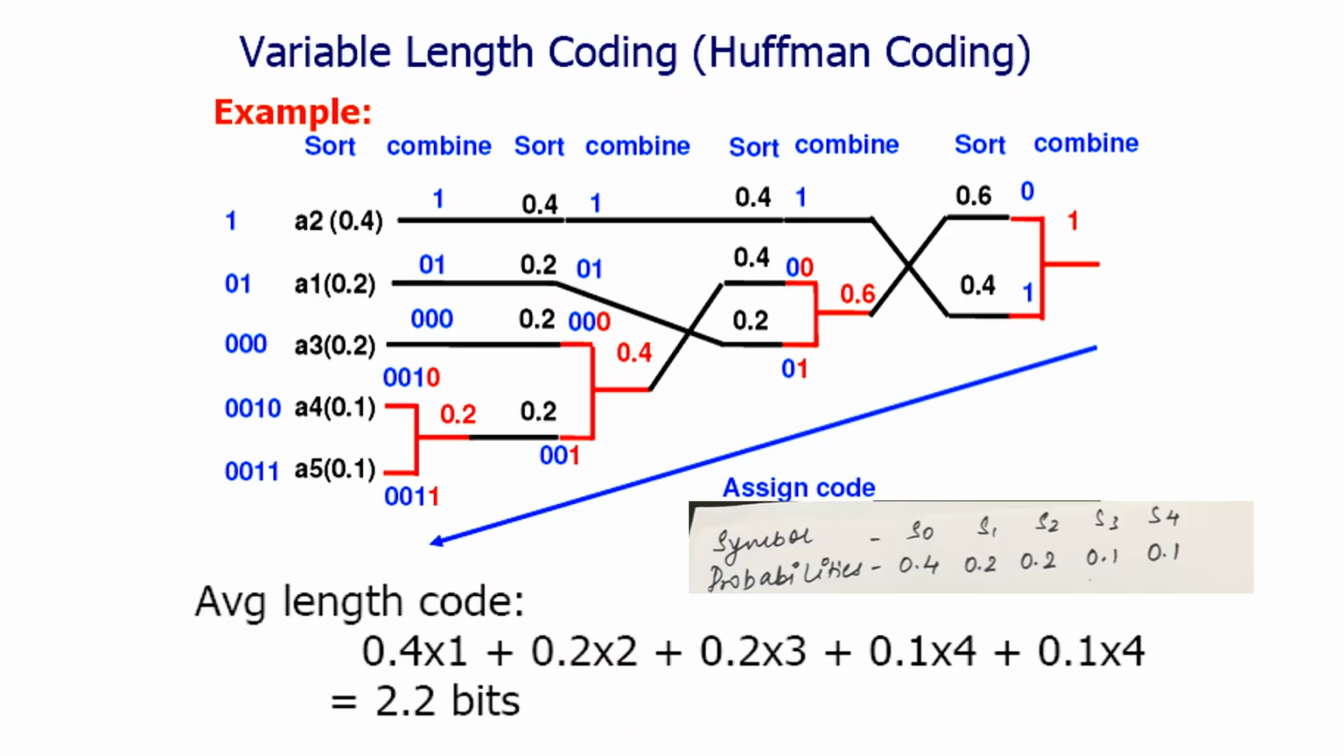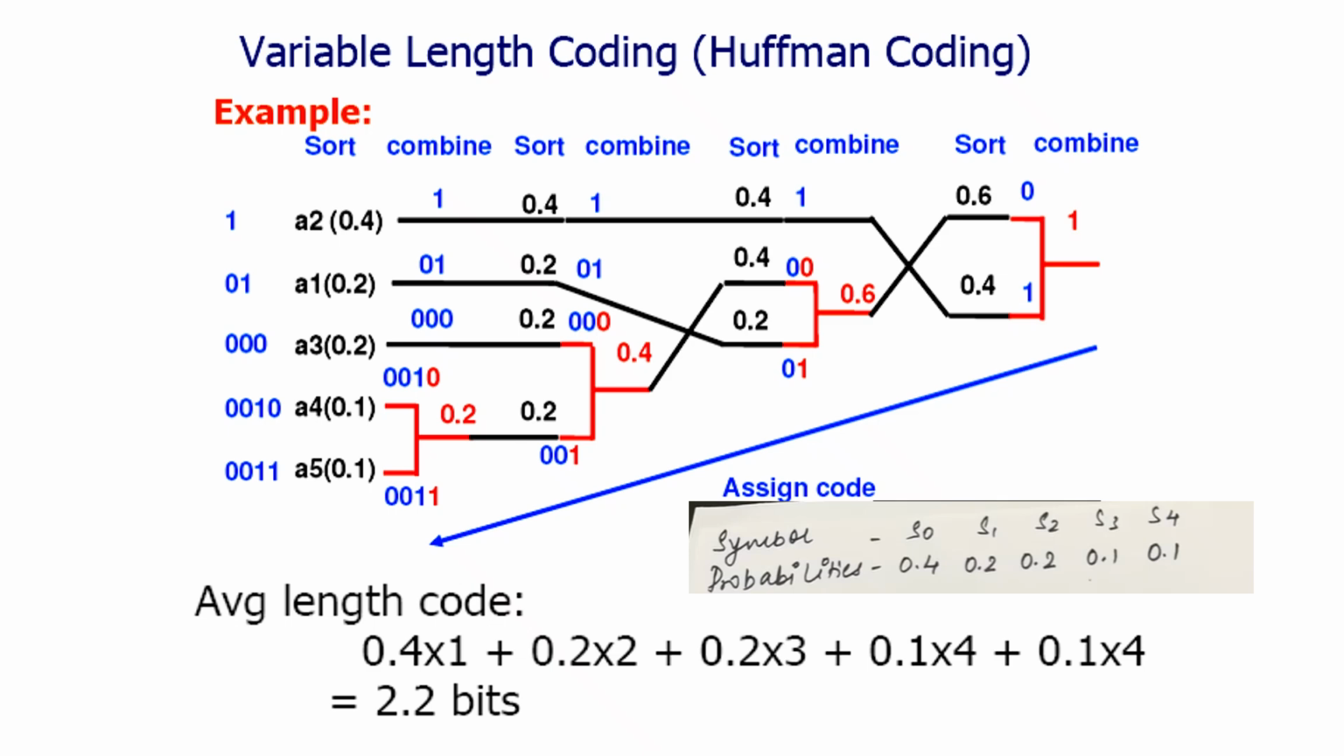So the 0.2 is shifted and rearranged. Again 0.2 plus 0.2 is added in the second stage, rearranged and shifted to the second value, and then 0.2 is brought down. In the same way, 0.4 plus 0.2 is added and again brought up, so sort and combine has to be performed. Then the codes are assigned.